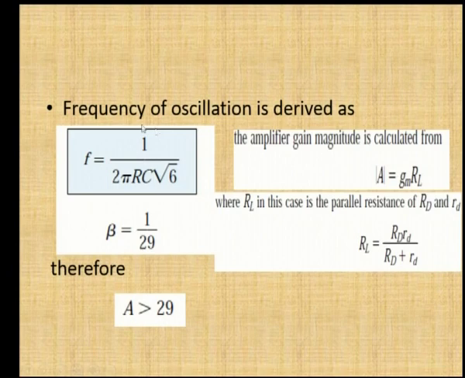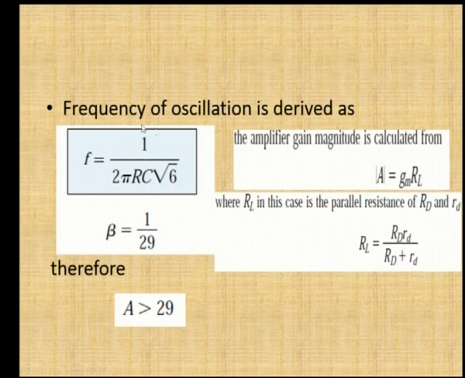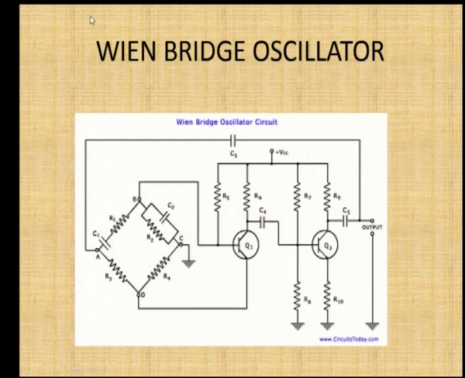Welcome back after the break. So, we have seen the RC phase shift oscillator, in which we have derived the frequency of oscillation and the feedback factor of the feedback network, and how the gain of the amplifier is derived from the formula. And now we are going to see about the Wien bridge oscillator.